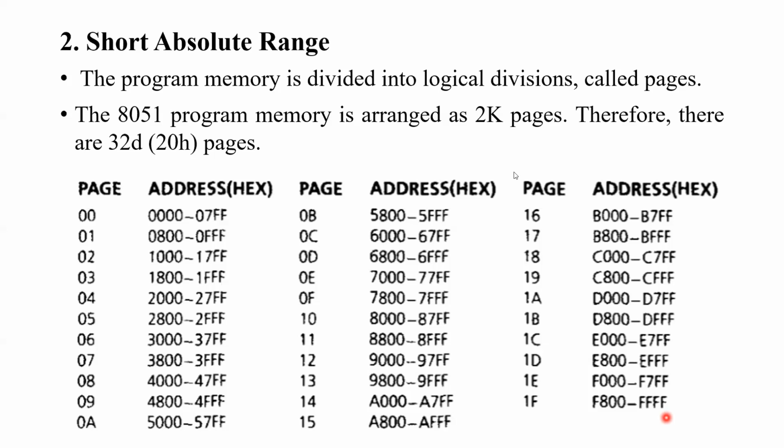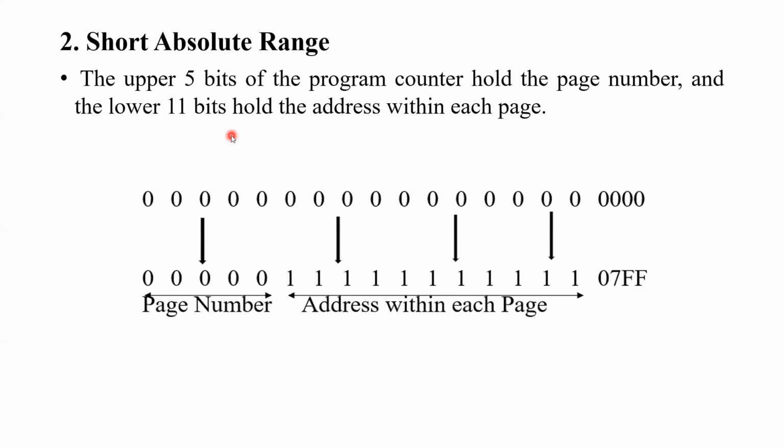As I said here, the program memory is divided into a number of pages, and the size of each page in the 8051 is 2 kilobytes. Since it is 2 kilobytes per page, how many pages are there in order to address 64 kilobytes of program memory? 32 pages are required, right?